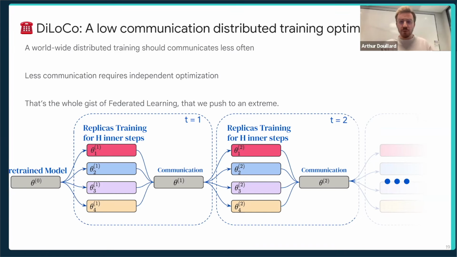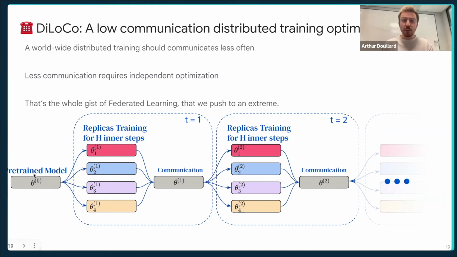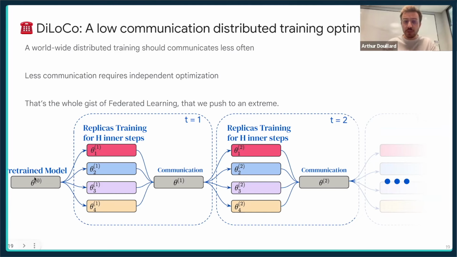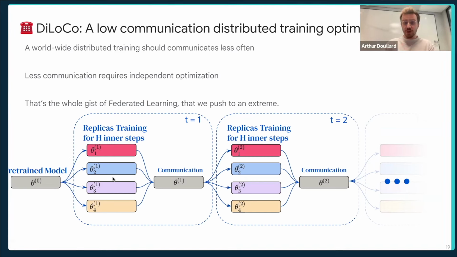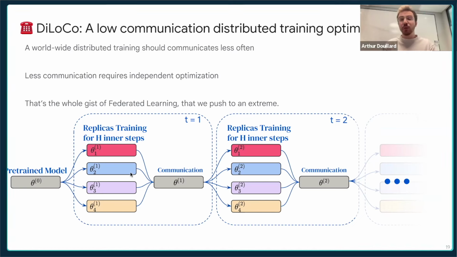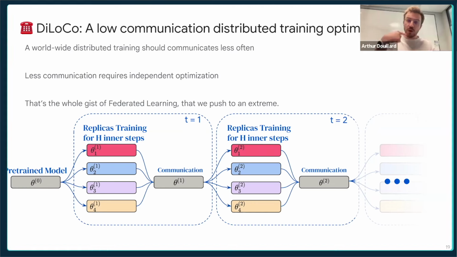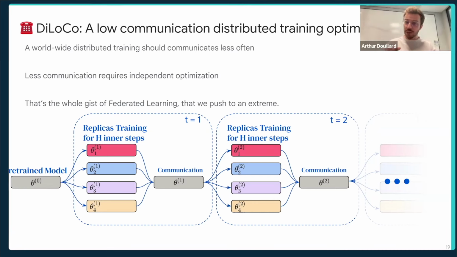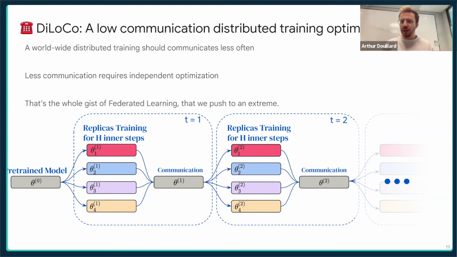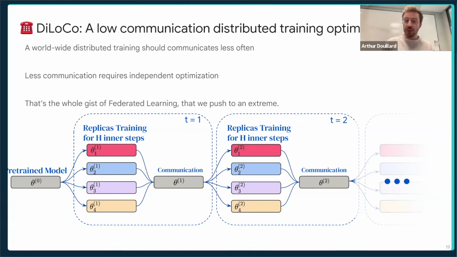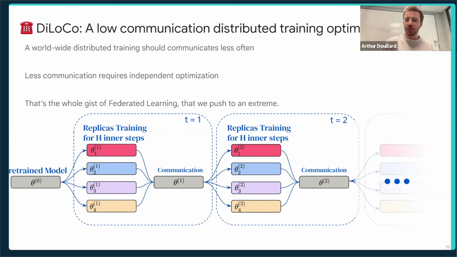You can see here, for example, an image. We could start from a pre-trained model or a randomly initialized model. We duplicate the model into multiple versions, train them independently for a certain number of steps, and then make a communication. In data parallelism, for example, it would be this all-reduce that synchronizes all the replicas, and then we do it again. The difference with data parallelism is that we can do independent optimization for multiple steps, while for data parallelism the communication is needed at every step.